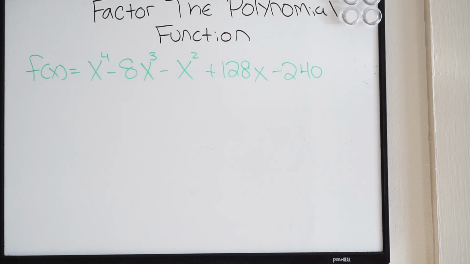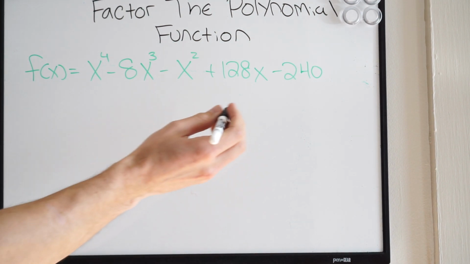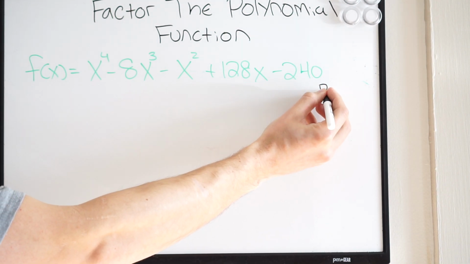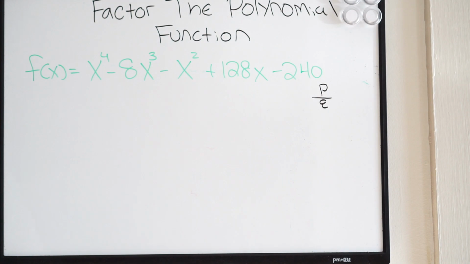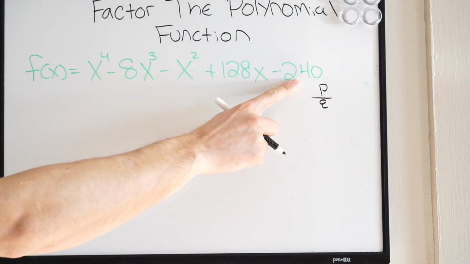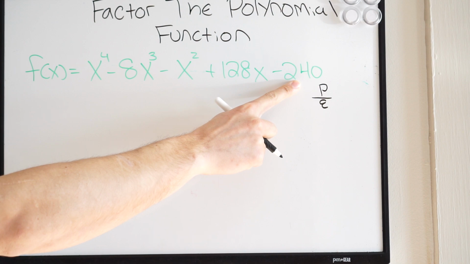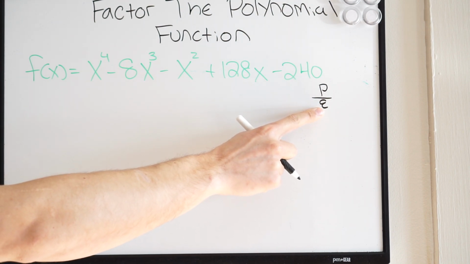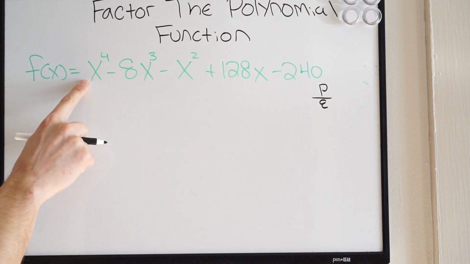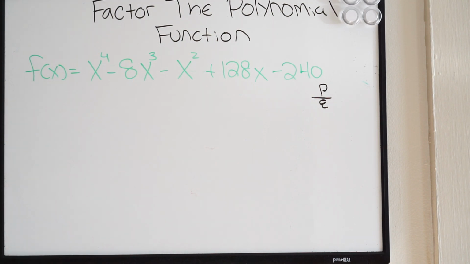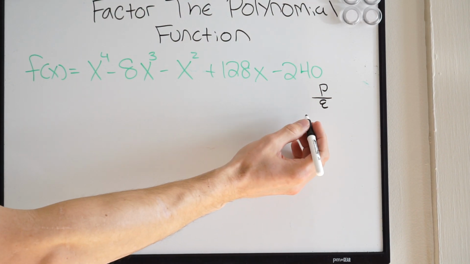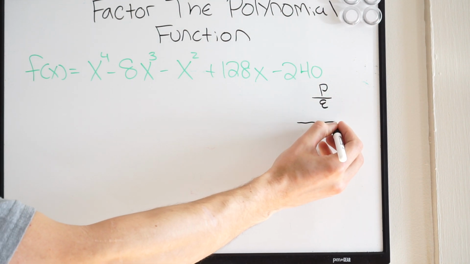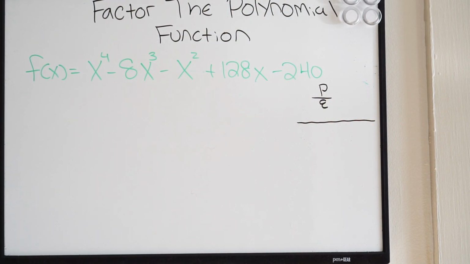So again, I talked about this in my other video, but the rational root theorem is simply P over Q, where P is my constant term. In this case, it's going to be negative 240. And Q is going to be my leading coefficient. In this case, it's going to be 1. What we want to do is write out all the factors for both of those. I'm not going to write out all the factors for negative 240. I'm just going to write out the first couple, and then we'll see where that takes us. If I have to write more, I'll write more.